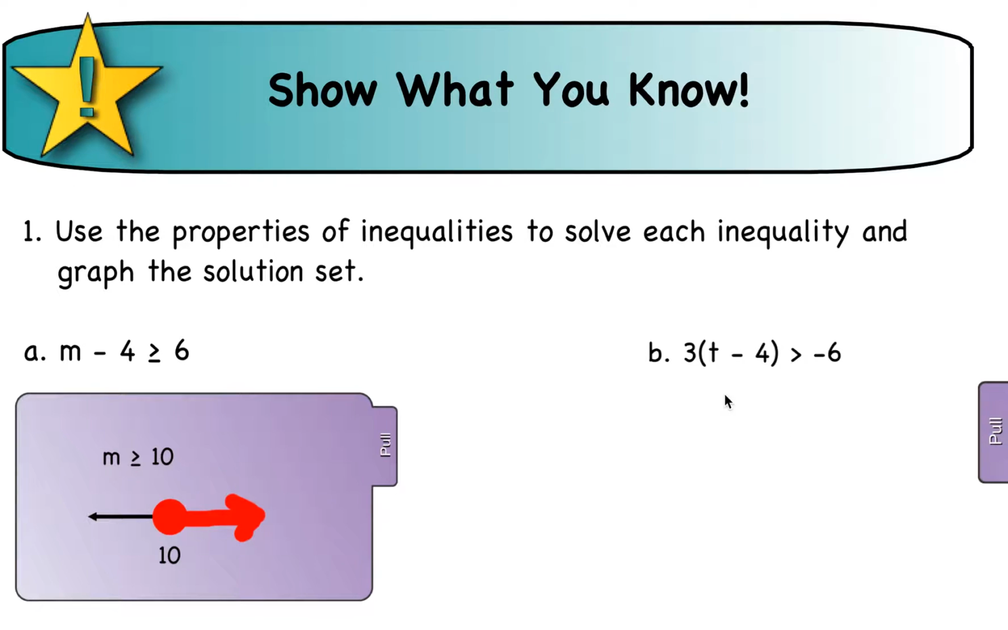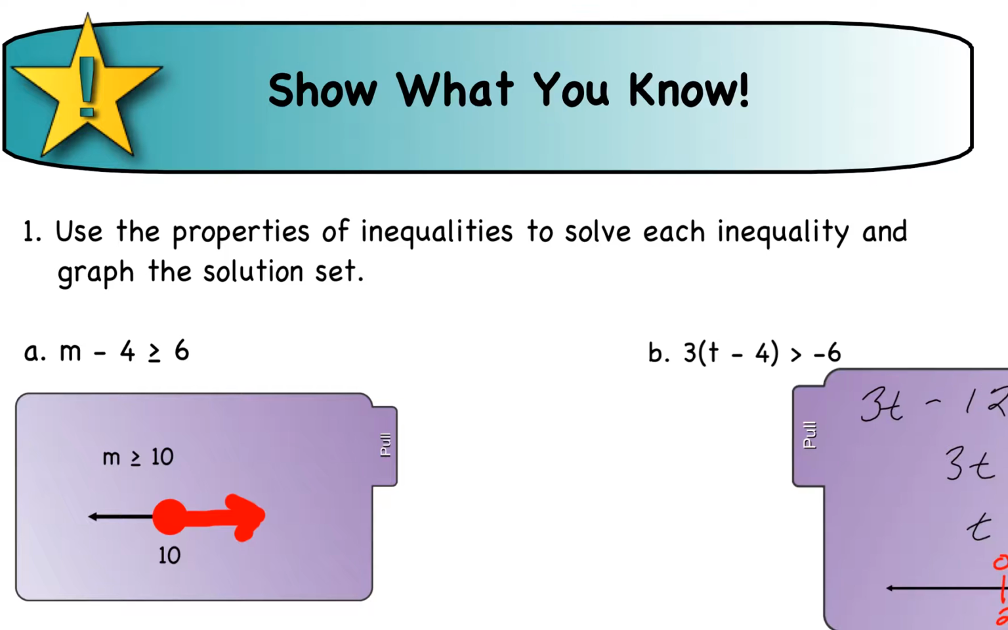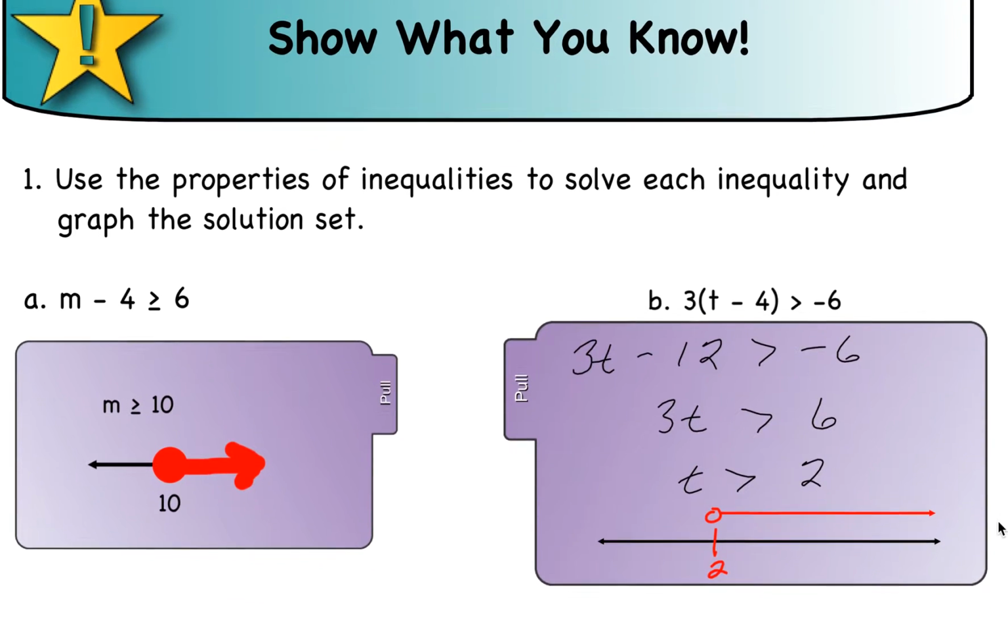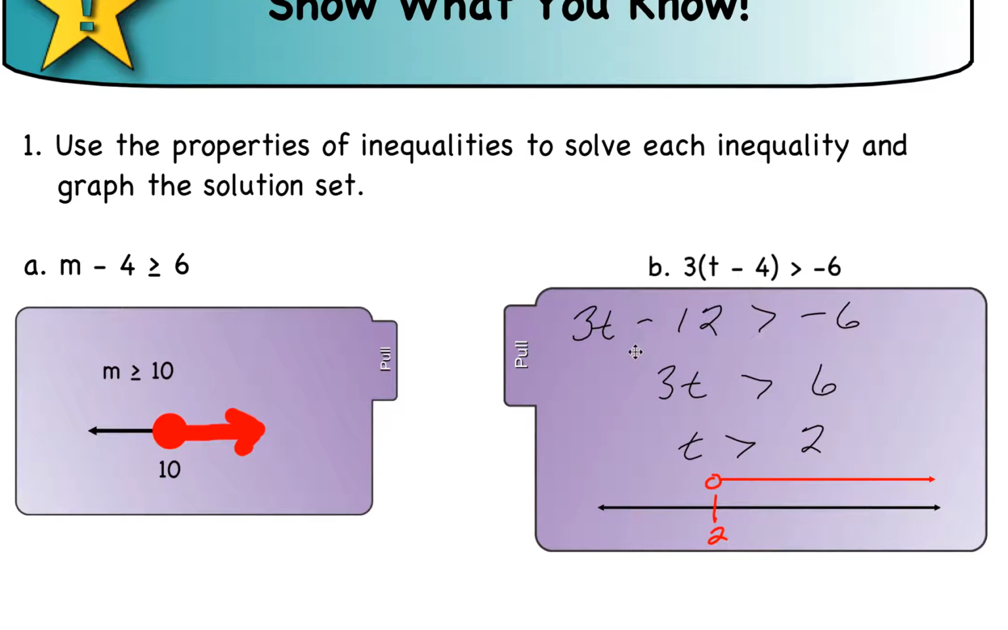Over here on the left-hand side, we need to distribute the 3 through the parentheses. So I've done that for you here in this box. So we get 3t minus 12 greater than negative 6. Add 12 to both sides, and we get 3t greater than 6. Divide by 3, and we get t greater than 2. Now this does not include the endpoint. Remember, greater than or less than have an open circle, and we want all the numbers greater than or bigger than 2. So we label our endpoint, open dot, and then it's everything to the right.